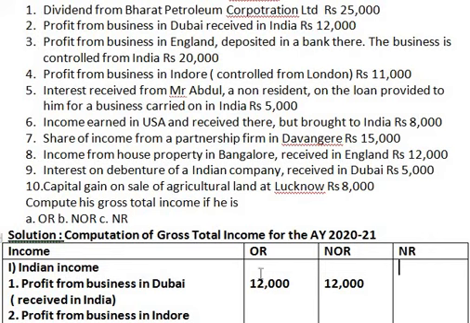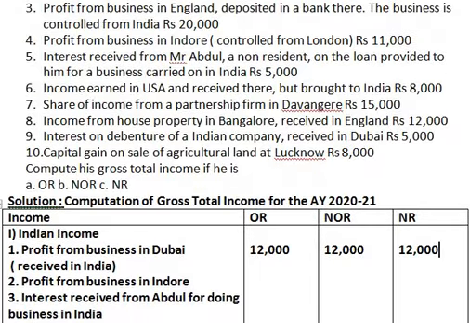So you are taking rupees 12,000 in all the columns, that is ordinary, not ordinary as well as non-resident has to pay tax on the same. Next is profit from business in Indore. Profit from business is the fourth point in the question.